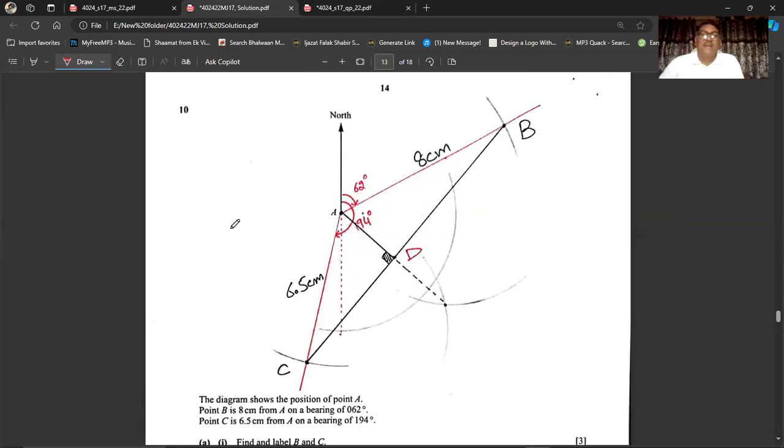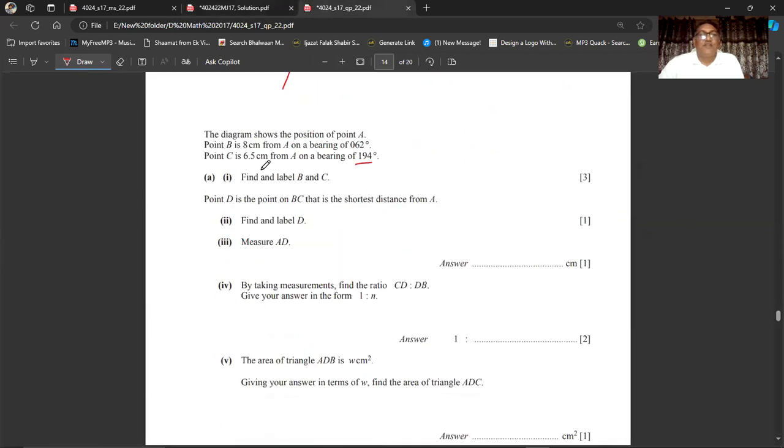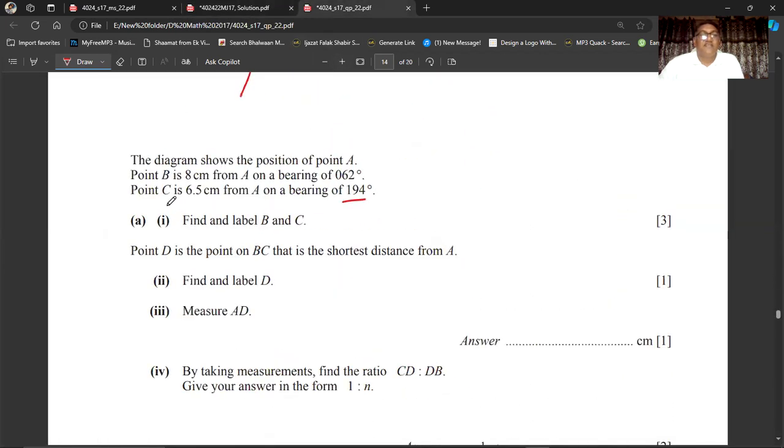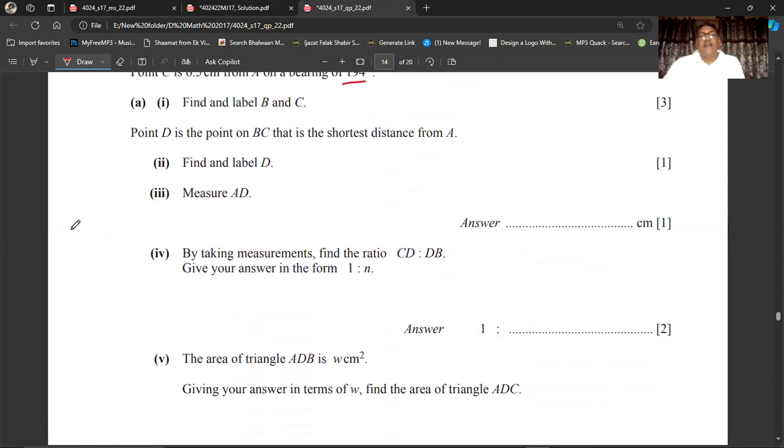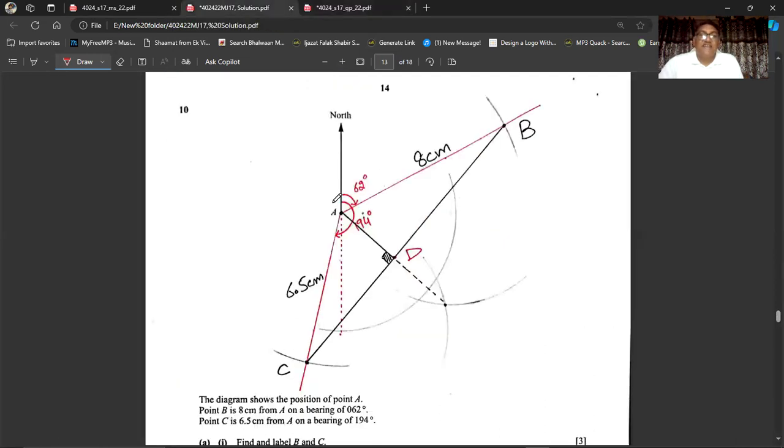Okay, hopefully you understand this locus question. It's a tricky thing: locus, bearing, everything together. Then their question is: find and label B and C. We have done that. Point D is the point on BC that is the shortest distance from A. The shortest distance from A is a perpendicular line coming from A onto the BC line. So this is the shortest distance.